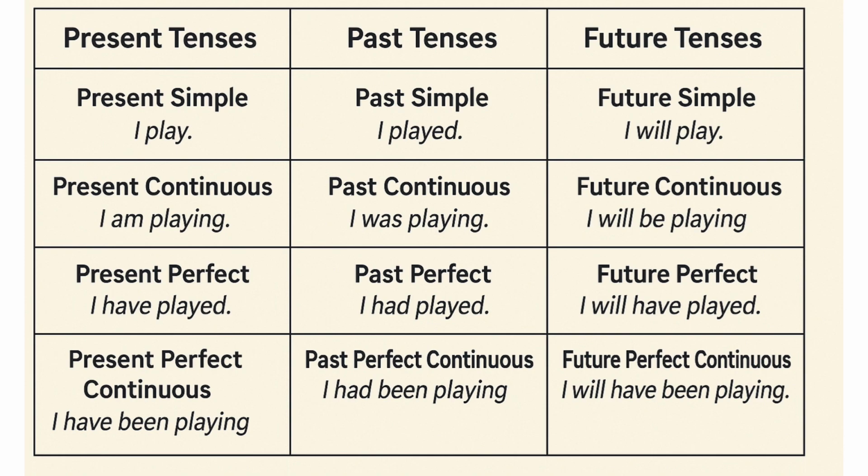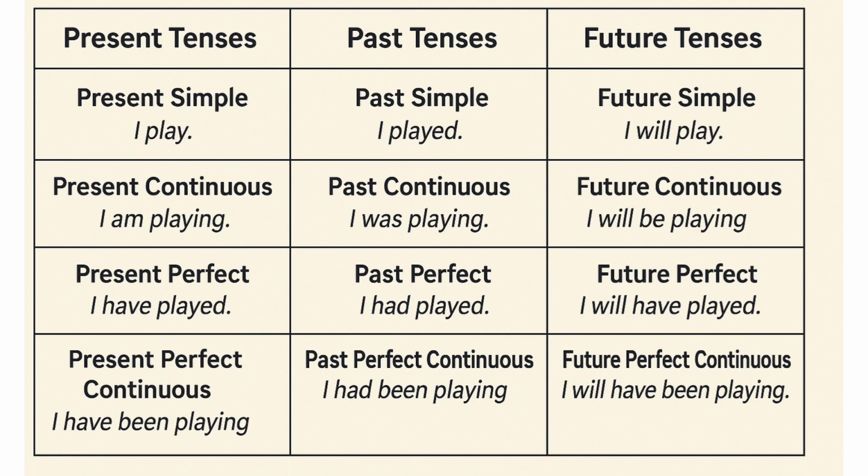Next, the past tenses. Simple past. I played soccer. We use this for a completed action in the past. Past continuous. I was playing soccer. This describes something that was happening at a certain moment in the past.